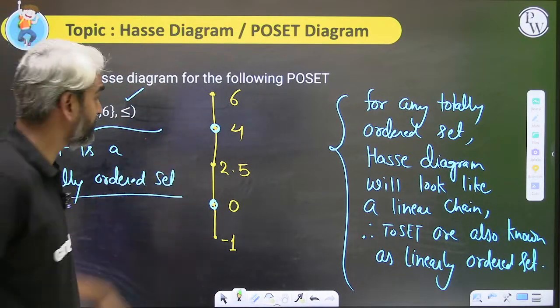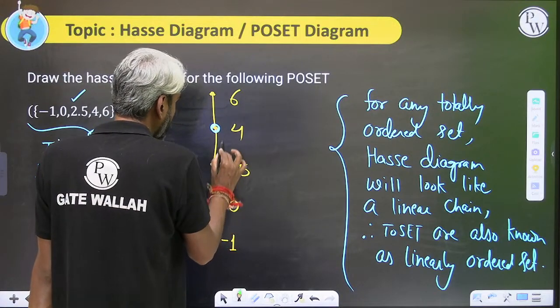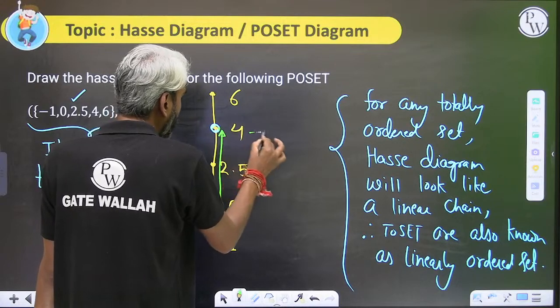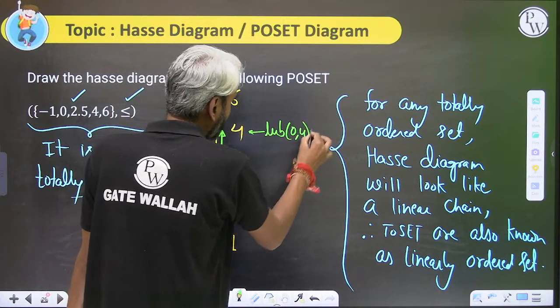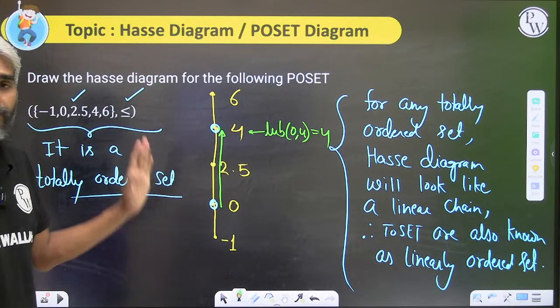So where exactly do 0 and 4 meet each other at the upper side? 4 will stay there itself and 0 will reach to 4. Therefore, 4 and 0 will meet each other at element 4. Therefore, the least upper bound of 0 and 4 will be 4.